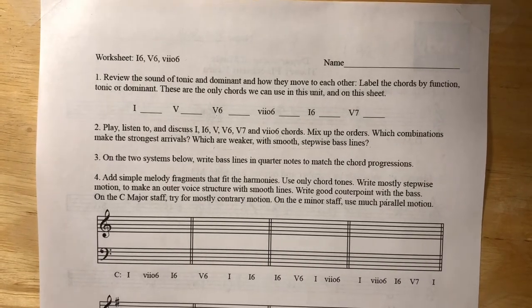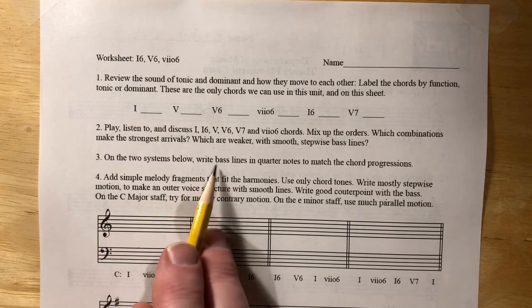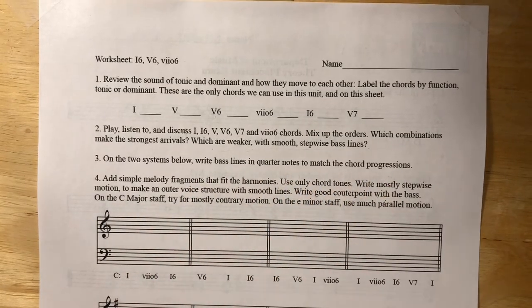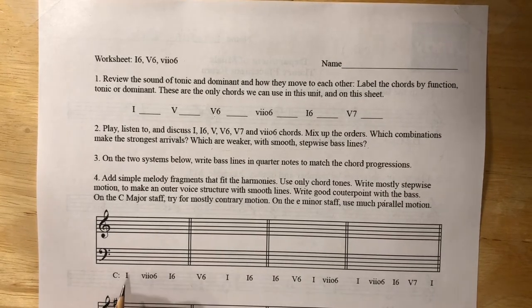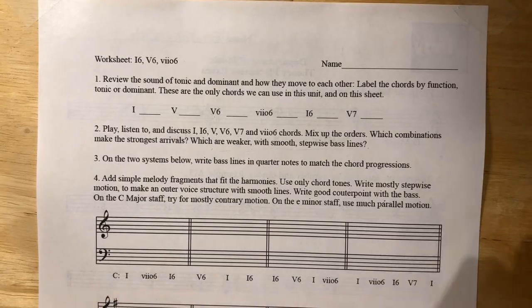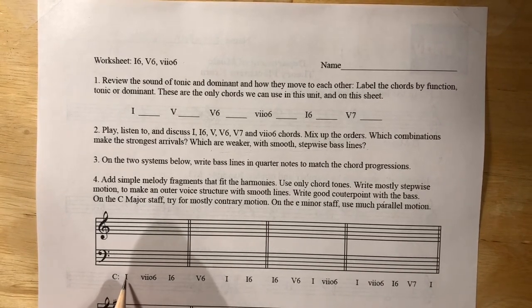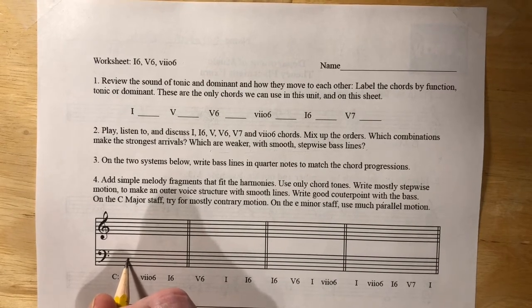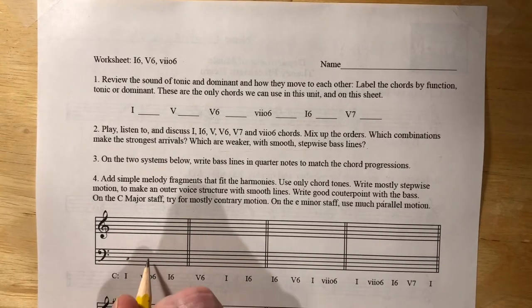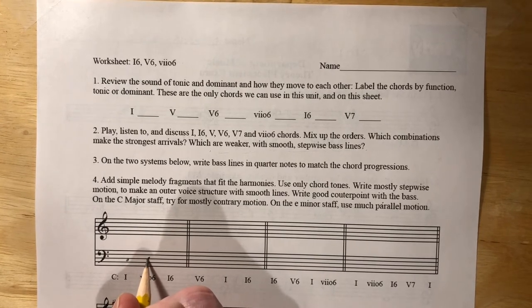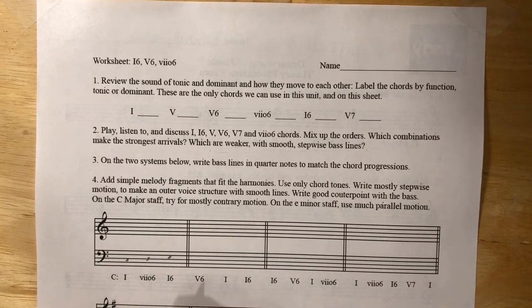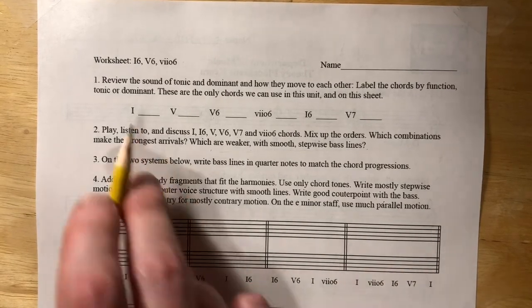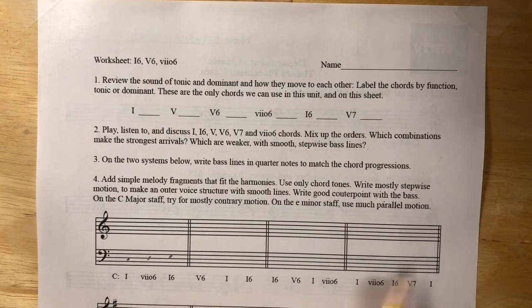Now, you get to do some writing. On the two systems below, write bass lines in quarter notes to match the chord progressions. So this is really just knowing what bass notes go with these chords. We're in the key of C major, so this is very easy, what we were just doing. The bass note for a 1 chord in C major is a C. 7/6 chord is a D. You know this already. 1/6 chord, so there's our idiom 6 already. 5/6 to 1 to 1/6. So just go through and use your knowledge of these chords to write the bass lines.